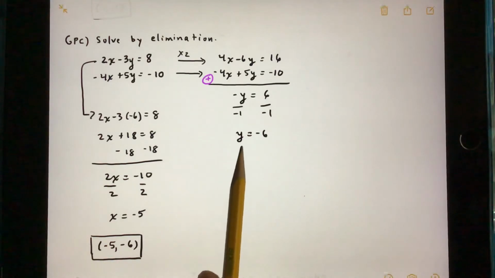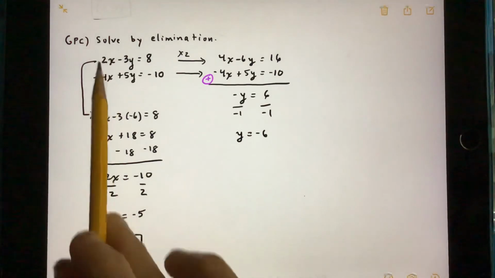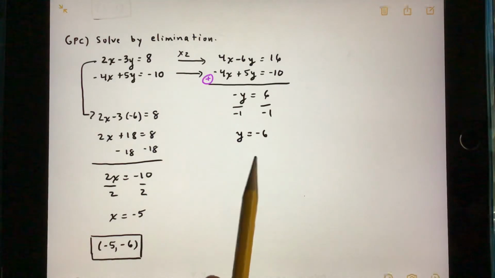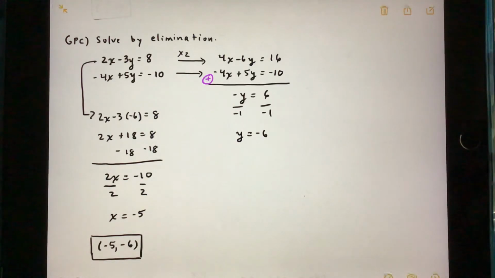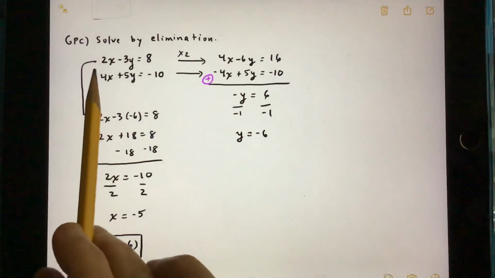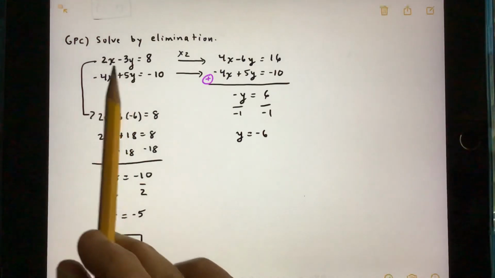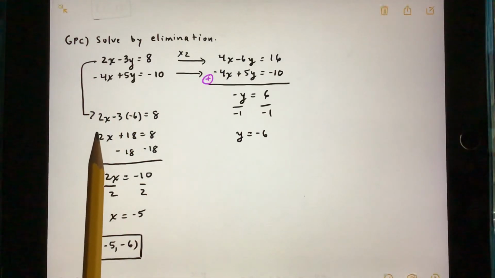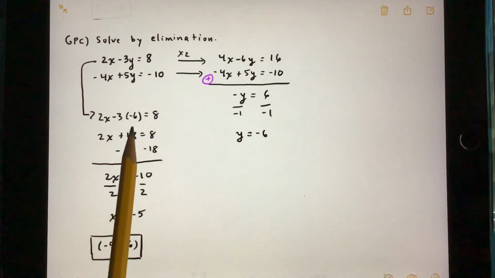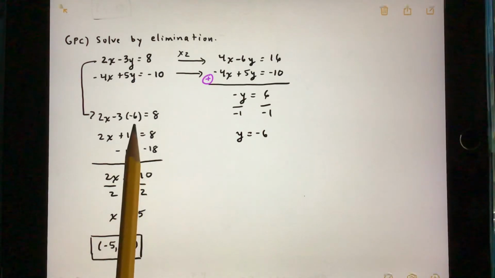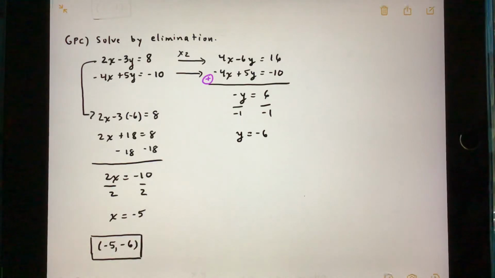All right, so I have my y value is negative 6. I pick either equation from my original equations to plug that negative 6 in for y to figure out my x. It looks like this first equation might be slightly easier. It doesn't matter which one I pick. I pick the one that I think looks easier. So I'm going to bring it down here. 2x minus 3 times, and instead of y now, I'm going to put negative 6 because I figured out y is negative 6. And that's equal to 8 still. And then I'm going to work that out and solve it for x.